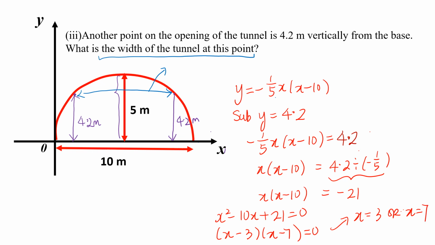So what does it mean by x equals 3 or x equals 7? Right, so if you go back and look at the diagram, when the point is 4.2 meters vertically from the base, you will have the first x-intercept here, from here to here. What we are saying is that is 3 meters. Right, there's also another point on the tunnel, which is also 4.2 meters vertically from the base. And that is the point there. So for the second point, your horizontal distance here is 7 meters.